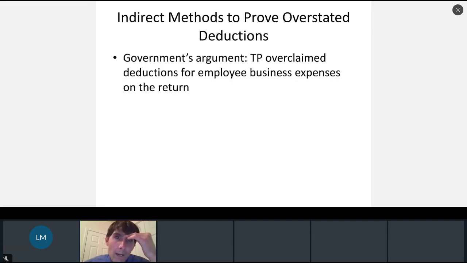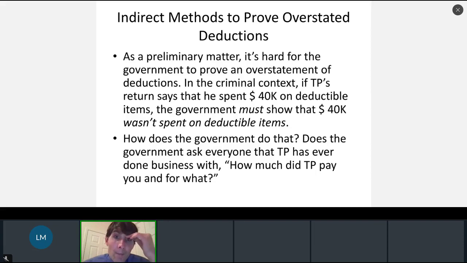The government's argument that the taxpayer overclaimed deductions for employee business expenses on the return. As a preliminary matter, it's hard for the government to prove an overstatement of deductions. In the criminal context, if the taxpayer's return says that he spent $40,000 on deductible items, the government must show that $40,000 wasn't spent on deductible items. How would the government do that? Well, does the government ask everyone that the taxpayer has ever done business with, how much did the taxpayer pay you and for what? Obviously, no.